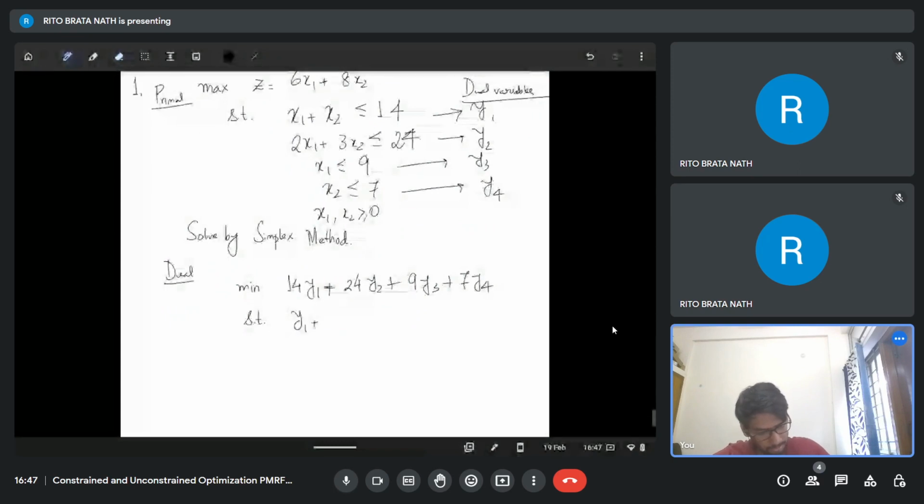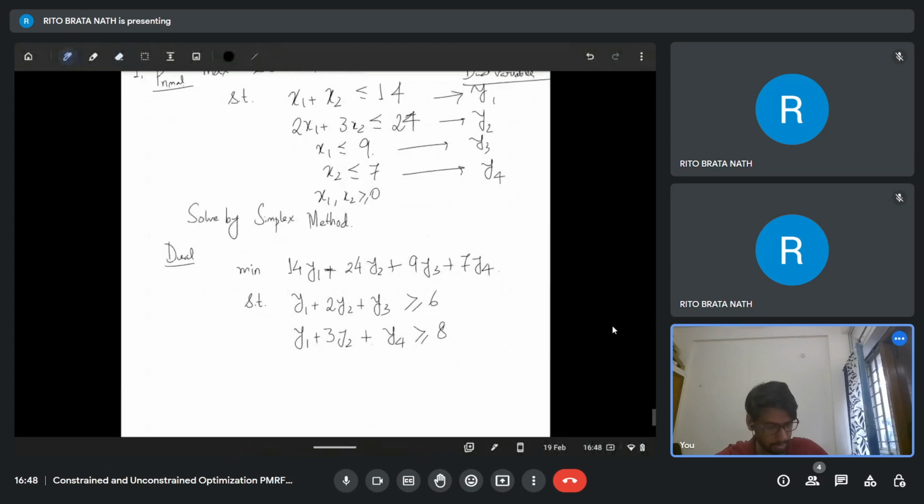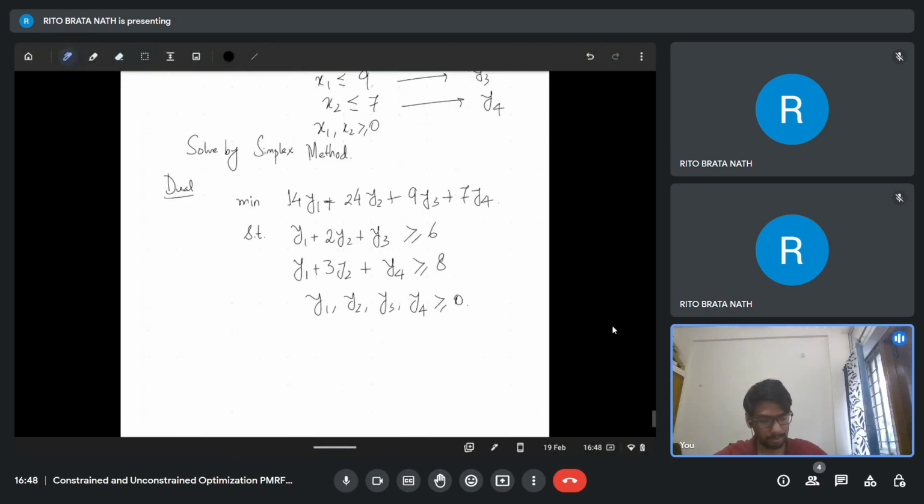y1 plus 2y2 plus y3, that's greater than equals 6, and you have y1 plus 3y2 plus y4, greater than equals 8. And since all of those are less than equals to type, you have these as greater than equals 0, right? Now, again, you have another optimization problem, an LP, and you can again solve it by simplex method.